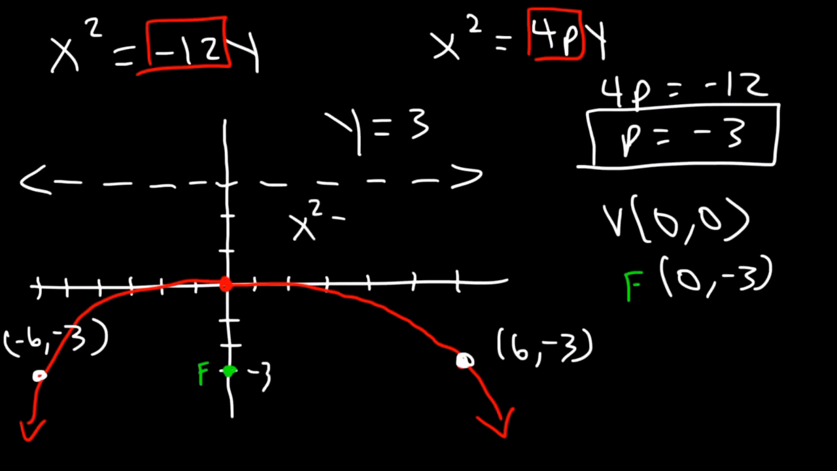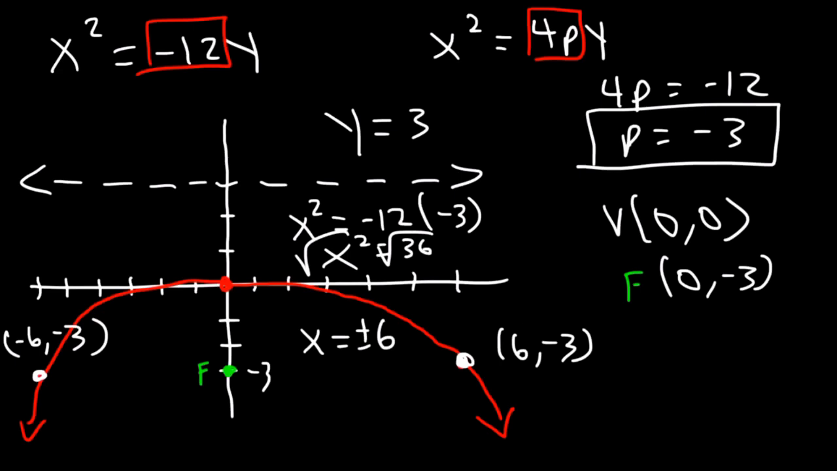So x squared is equal to -12y, or -12 times -3. So x squared is equal to 36. And the square root of 36 is plus or minus 6, which gives us positive 6 and negative 6 for x. So as you can see, this technique works. It helps you to determine if the graph is going to be wide or if it's going to be narrow. And you just need a rough sketch though, but that's it.